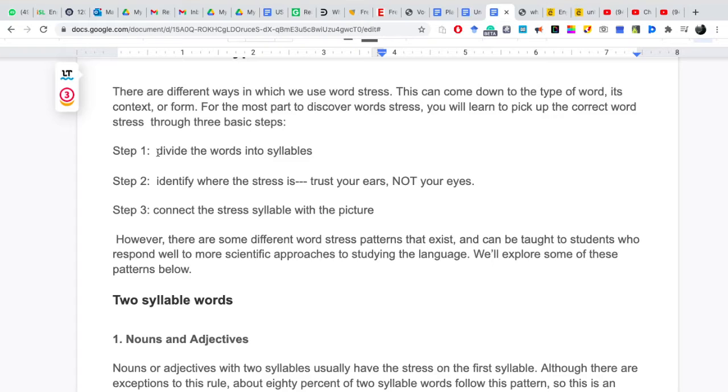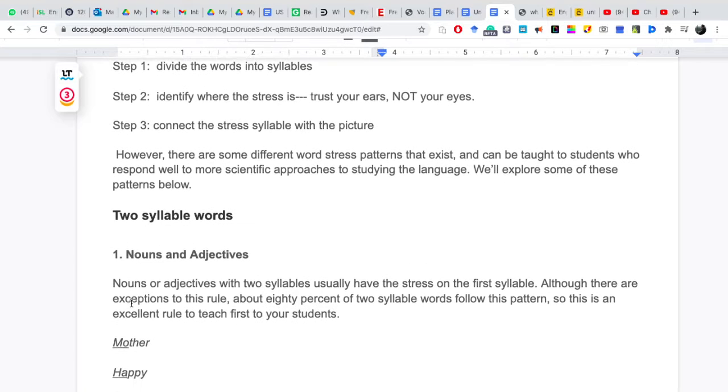What I mean by this is that you need to pay attention to the way words sound instead of the way words are written. Because sometimes we have words that are pretty long, but the pronunciation of them is sometimes two or one syllable. So pay close attention to this strategy, and it's going to help you out with your identification of stress. Step three, connect the stressed syllable with the picture. This step is going to be after we finish this module. I'm going to start with teaching you how to connect pictures with stress.